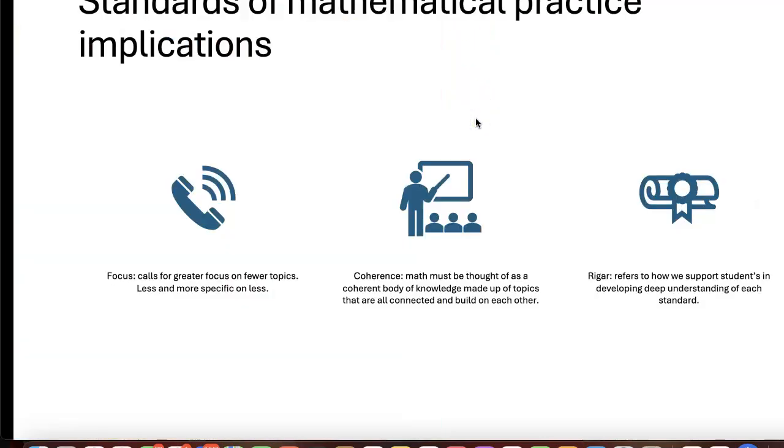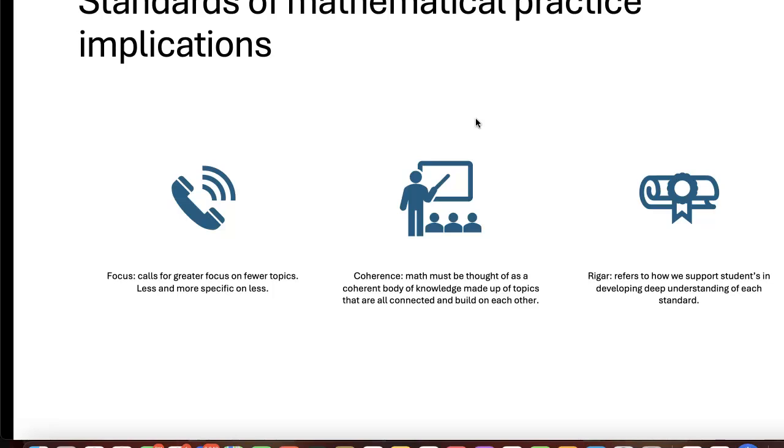Standards for mathematical practice implications. Focus is one of them. Focus calls for greater focus on fewer topics, less and more specific. So summing up all of the topics into fewer standards, or into one standard, say if it's about subtraction and addition, I would put that in one standard. Why? Because it helps to be a little more specific on that one standard instead of getting multiple things at one time, which is not helping them understand. It's actually confusing the children more.